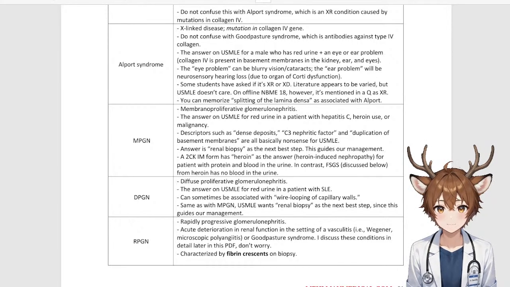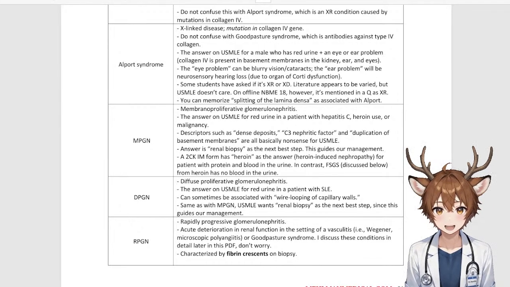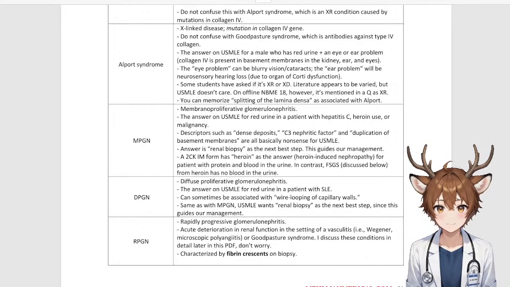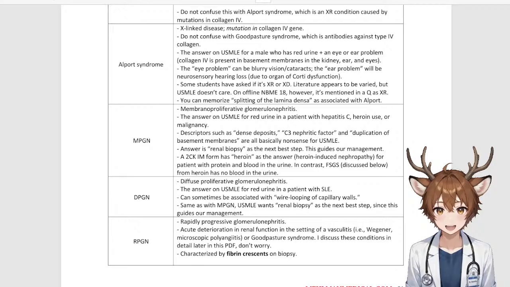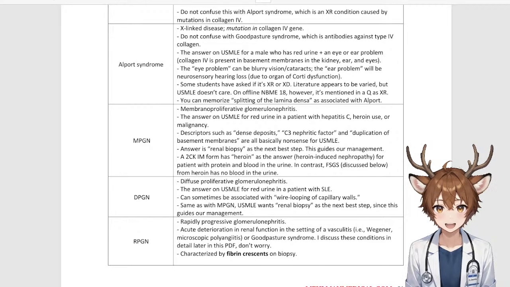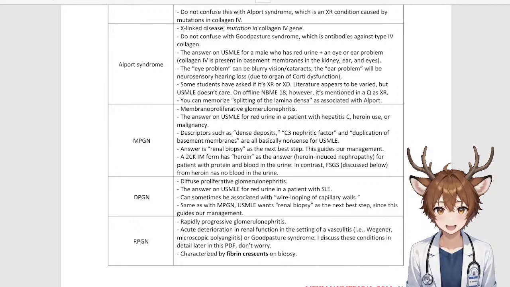Different situation. The answer in USMLE for a male who has red urine plus an eye and ear problem. Type 4 collagen is present in basement membranes in the kidney, ear, and eyes. The eye problem can be blurry vision such as cataracts. The ear problem will be neurosensory hearing loss due to organ of Corti dysfunction.